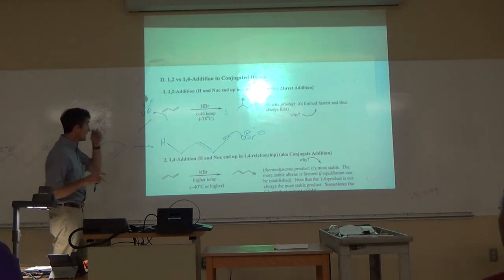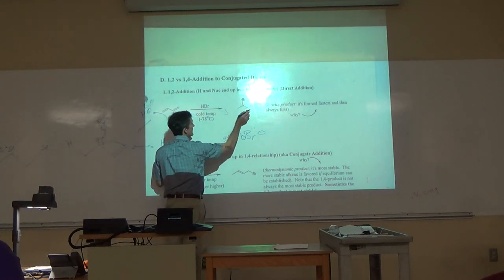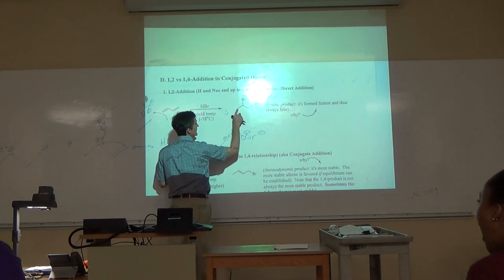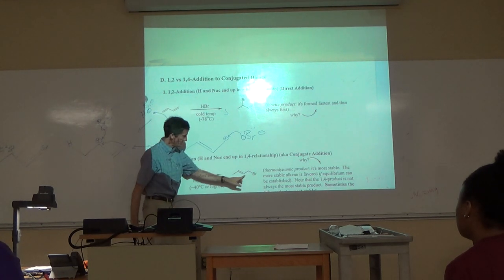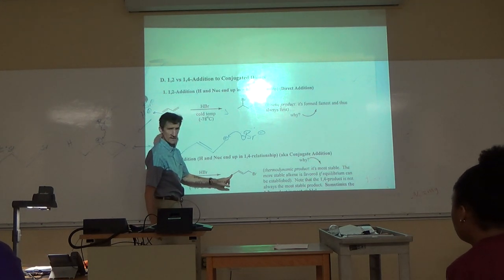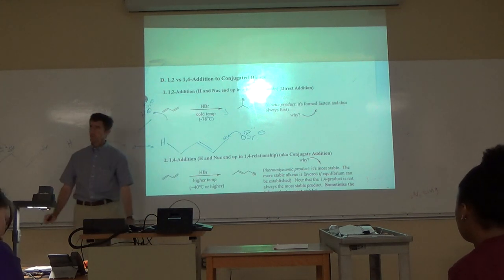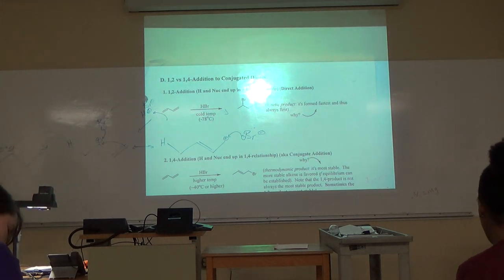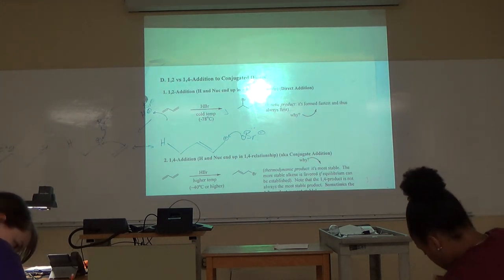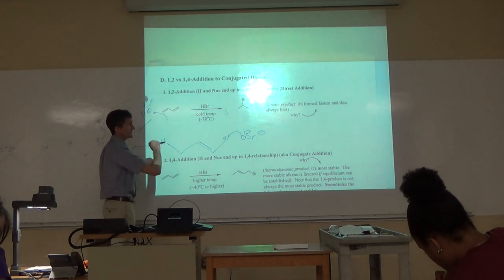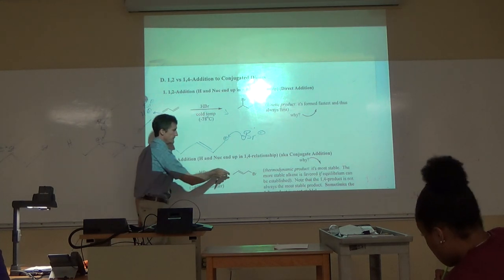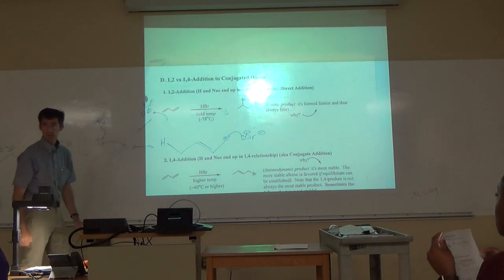Something else we can offer is terminology. This is called a 1-2 product. Because where's the new H at? Here. Where's the bromine? Next door. 1-2. Here. Where's the new H at? Also on the end. Where's the bromine at? 1-2-3-4. So it refers to the relationship between the H and where the bromine or the halide or whatever is adding ends up. In this example, the 1-2 product is the kinetic product. In this example, the 1-4 product is the thermodynamic product.